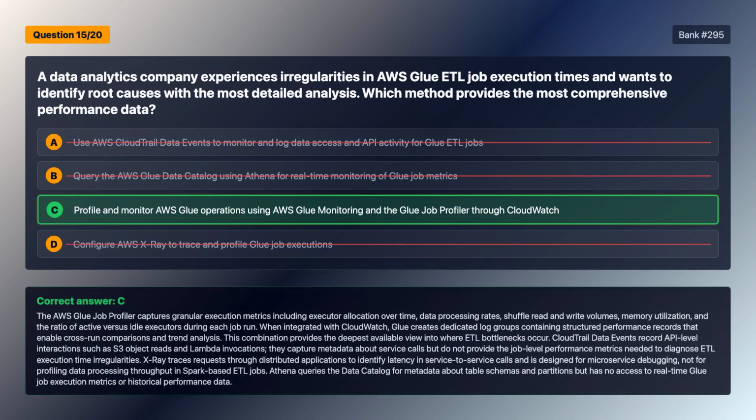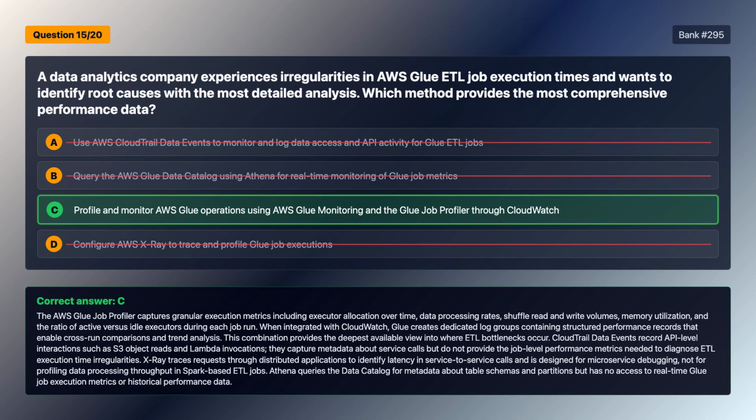The correct answer is option C. The AWS Glue Job Profiler captures granular execution metrics including executor allocation over time, data processing rates, shuffle read and write volumes, memory utilization, and the ratio of active versus idle executors during each job run. When integrated with CloudWatch, Glue creates dedicated log groups containing structured performance records that enable cross-run comparisons and trend analysis. This combination provides the deepest available view into where ETL bottlenecks occur.